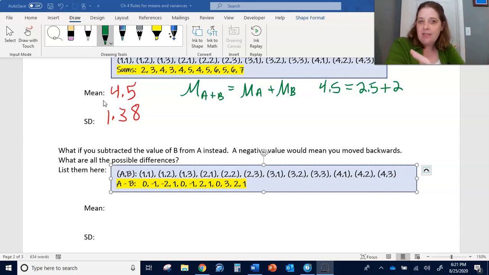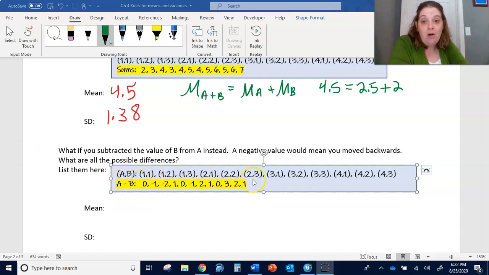So here, let's find the differences. What if I subtract the value from B instead? In other words, I take A minus B. So if I roll a 4 the first time, I get to go forward 4 spaces, but then I have to go back 2 spaces. So I have a net 2. If you have a negative number, that means you would go backwards.